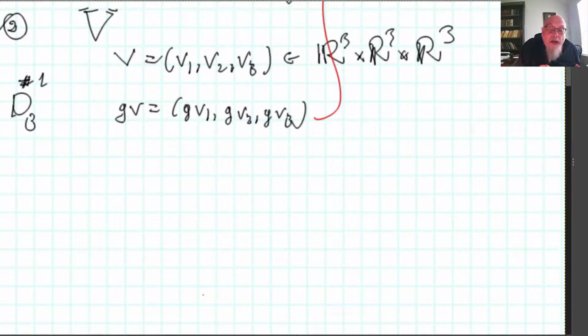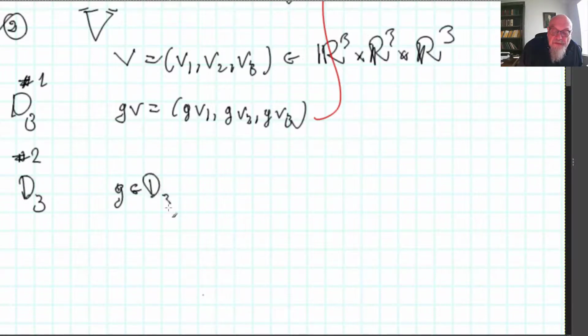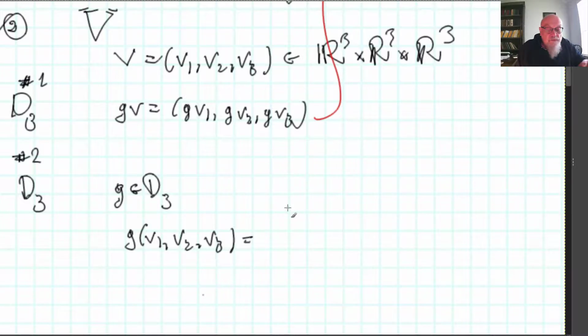So now, what about the second copy? The second copy. So this will be another D3, for a moment without Z2. So I will just simply say number 2 of D3. It will act. So if you take this another element, so this G belongs to the second copy of D3, it will take G acting on V1, V2, V3. So it will be, for example, so let me write it down.